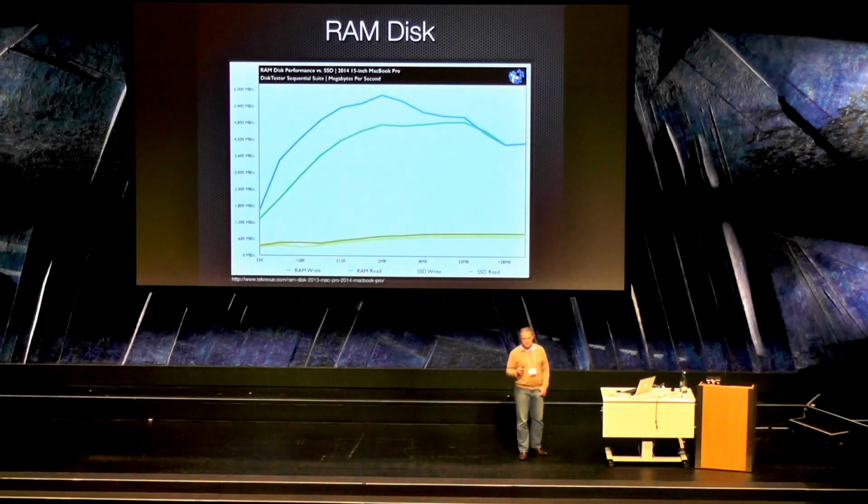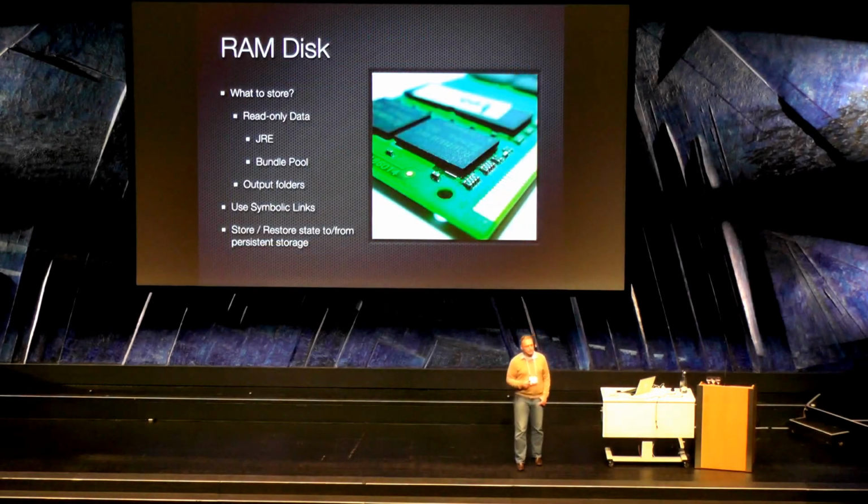But what can you actually put on a RAM disk? You can put read-only data, so the JRE on it. You can store the bundles that Eclipse loads. That's actually what happens when you start Eclipse. You load lots of jars. So there it pays off for the startup time. You can put your output folders onto the RAM disk.